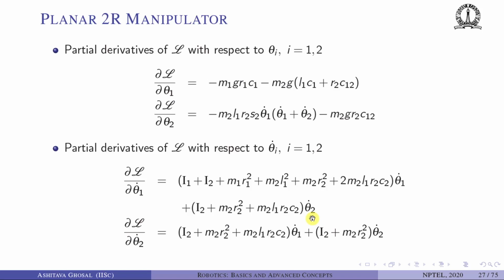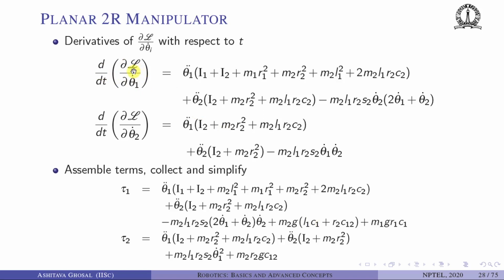Then we take the time derivative of dL by d theta 1 dot, and we will get theta 1 double dot into some term, theta 2 double dot into some term. So these are the d by dt of dL by d theta 1 dot. Likewise, d by dt of dL by d theta 2 dot. The derivatives will again give you theta 1 double dot into some quantity, which is I2 plus m2 r2 square plus 2 m2 l1 r2 c2, and again one more term with theta 2 double dot into this, and finally one more term which is the product of theta 1 dot and theta 2 dot.